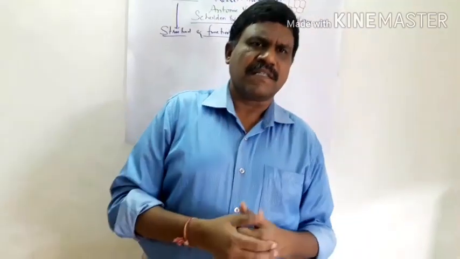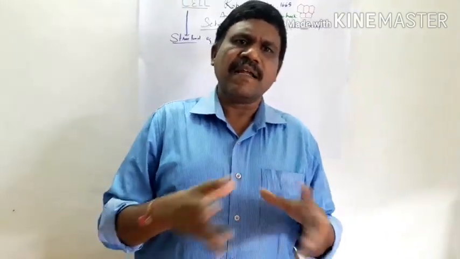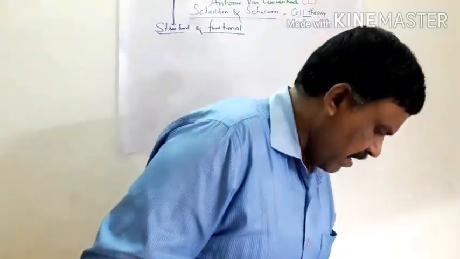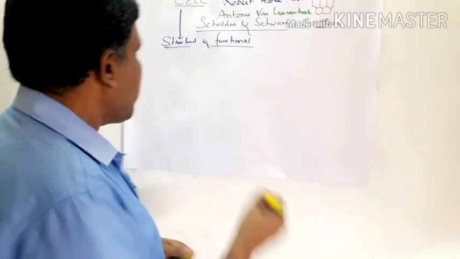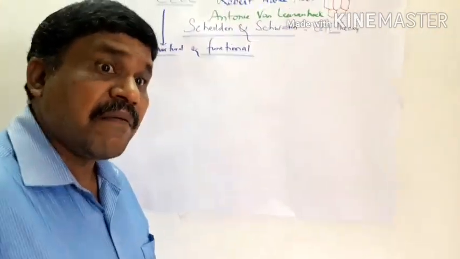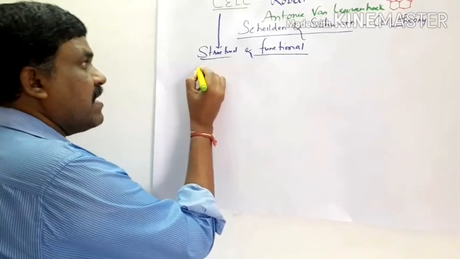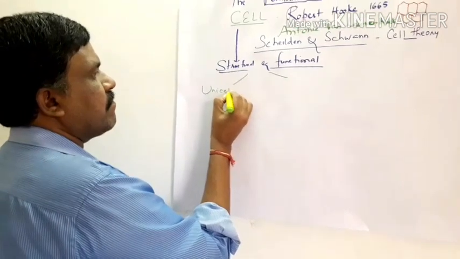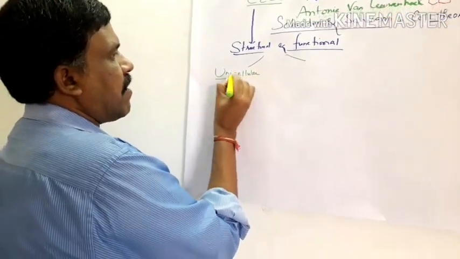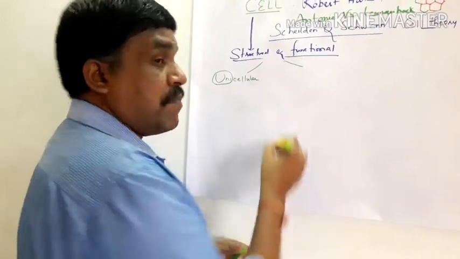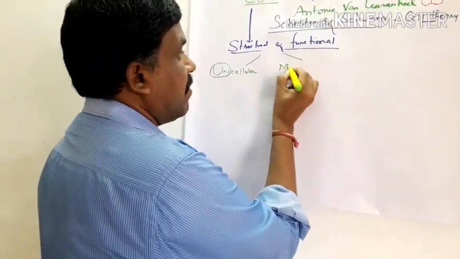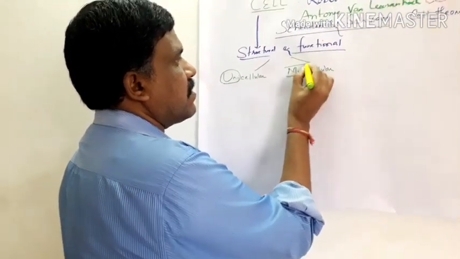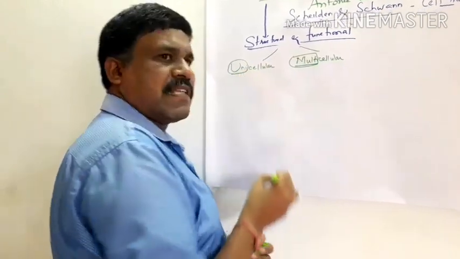Among all the living organisms, the organisms are composed of either a single cell or many cells. So the living organisms that we see, dear children, may be single-celled or multi-celled. If they are composed of a single cell, they are called unicellular. If they are composed of many cells, they are called multicellular. So uni means single cell, and multicellular means many cells.